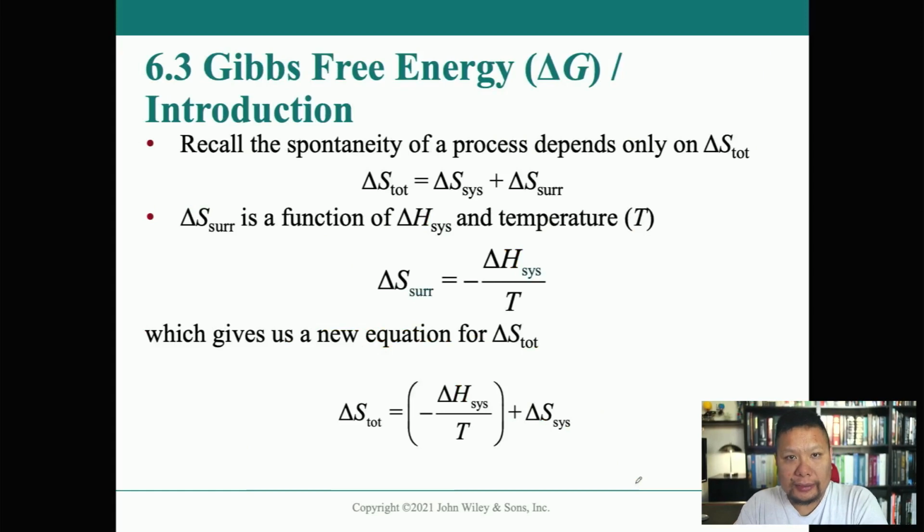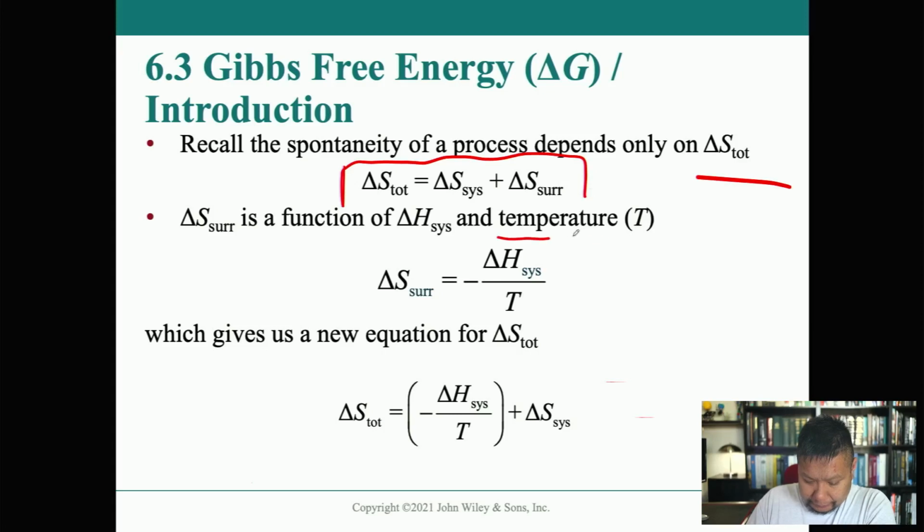So recall that the spontaneity of a process depends only on delta S total. Again, this is the equation we have: delta S system plus delta S surroundings gives you the delta S total. It turns out, though, that delta S surroundings is a function of the delta H system, or the enthalpy of the system or the reaction, and its temperature.